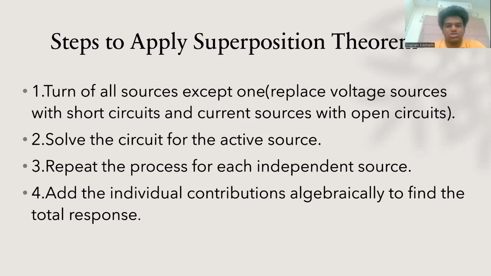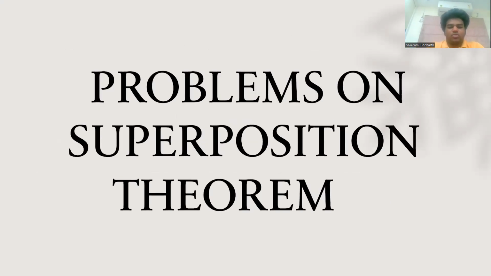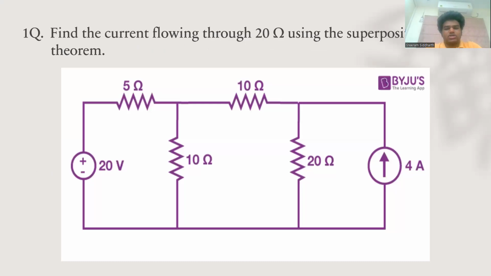So let's see some questions. Let's see some problems on the superposition theorem, which will be easy to understand. Here's the first question. We need to find the current through the 20 ohm resistor using the superposition theorem. This is the circuit diagram.